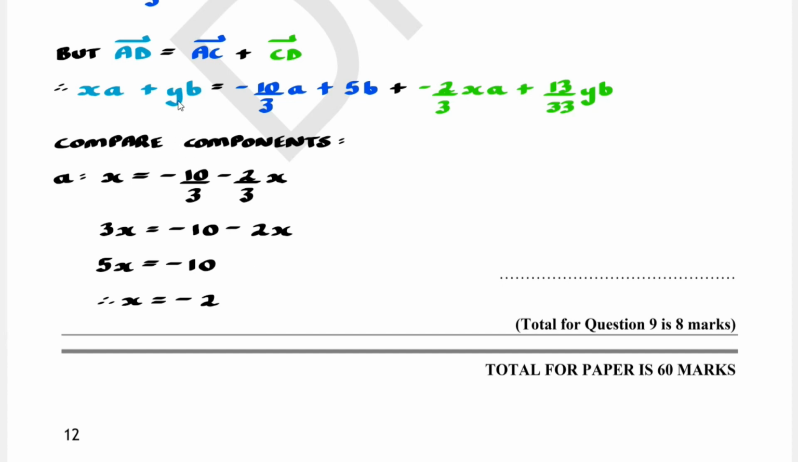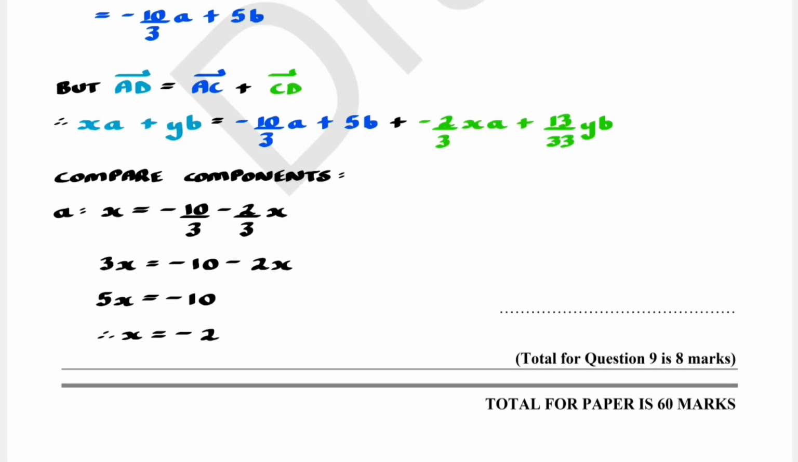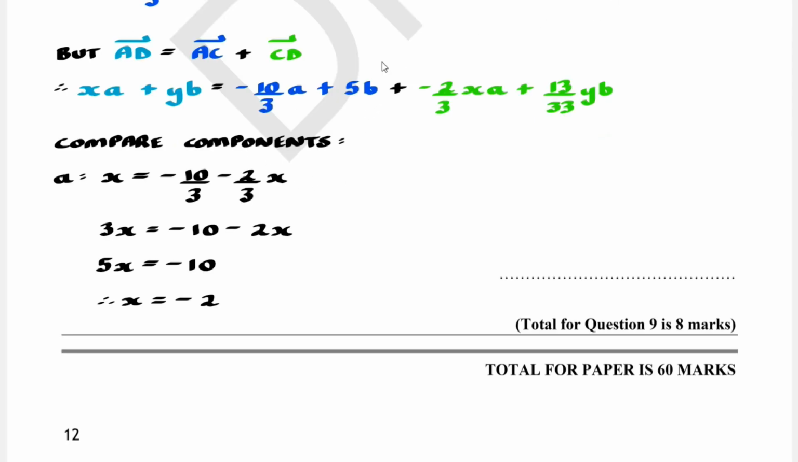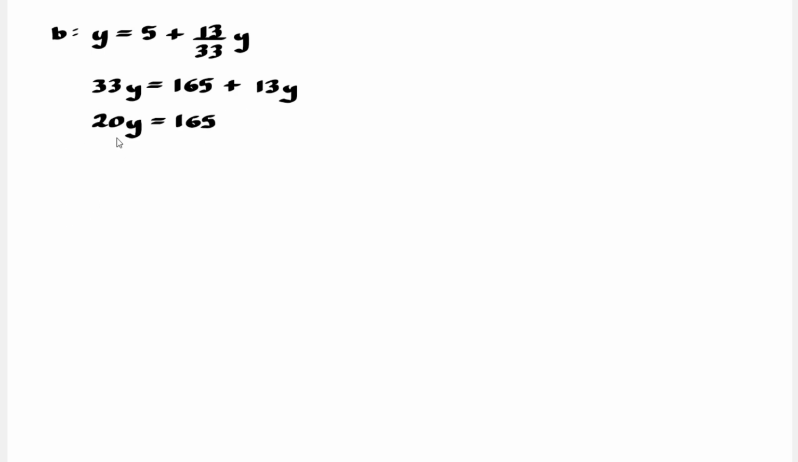We can do a similar thing with the B components. So thinking about the B components, I've got y on the left hand side, and on the right hand side, I've got the 5b and the 13/33 YB. So I have 5 plus 13/33 Y. And if I multiply through by 33, you will find 33y to equal 165 plus 13y. Simplifying, you will find 20y to equal 165, which means y is equal to 33/4.